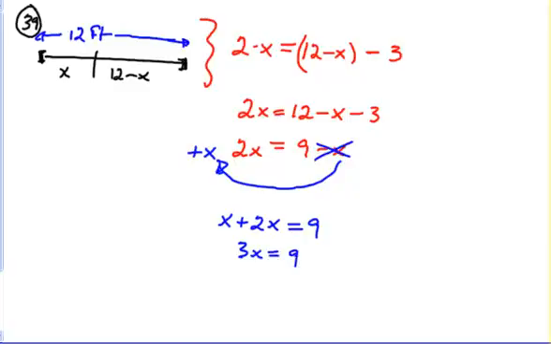To get my x by itself, I want to get rid of that 3. 3 is attached by times. The opposite of times is divide. So we'll divide by 3. And x is equal to what?